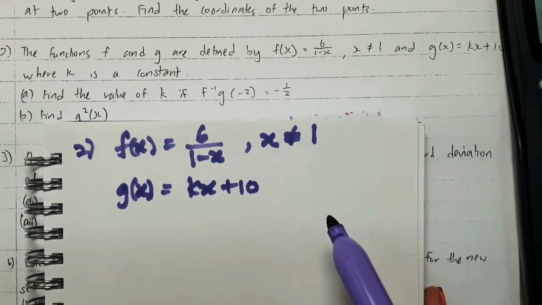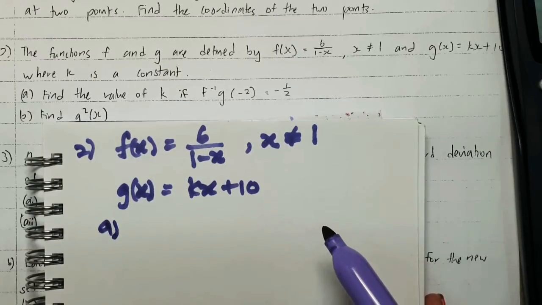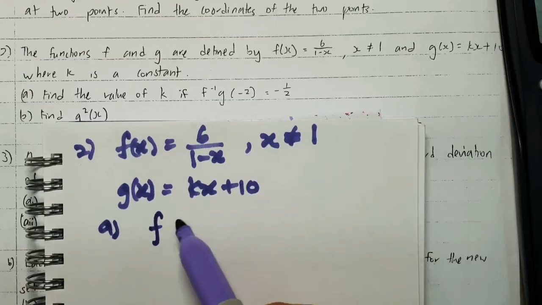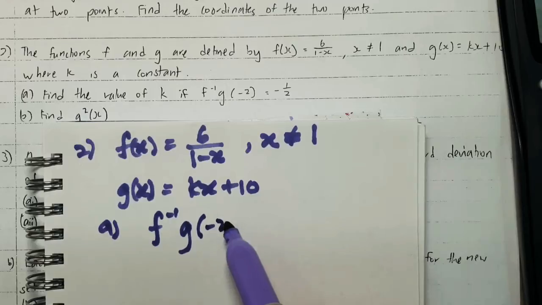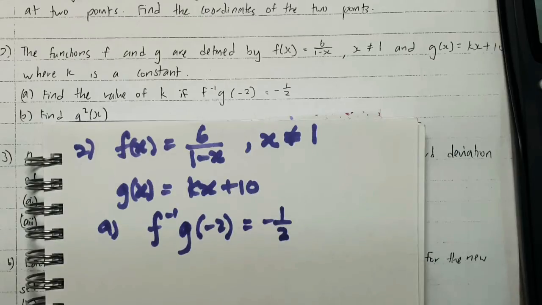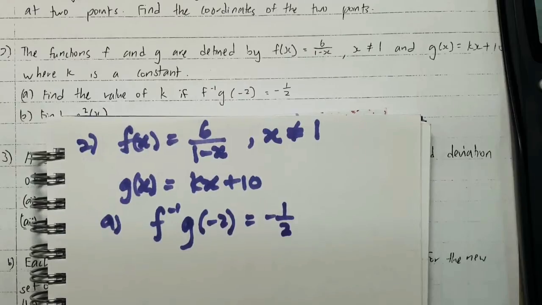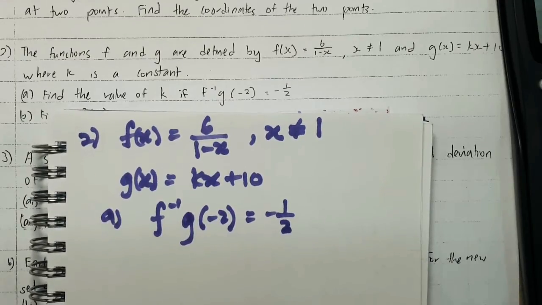So what are we supposed to find? The question says find the value of k if we are given this equation, f inverse of g(-2) equals negative half. Now, how do we do this one? There are a few ways we can do it. First, we need to find the f inverse. If we don't find the f inverse, we can do it the other way around, but let's use the f inverse method.